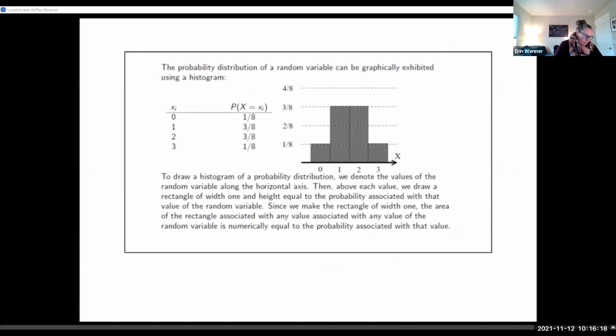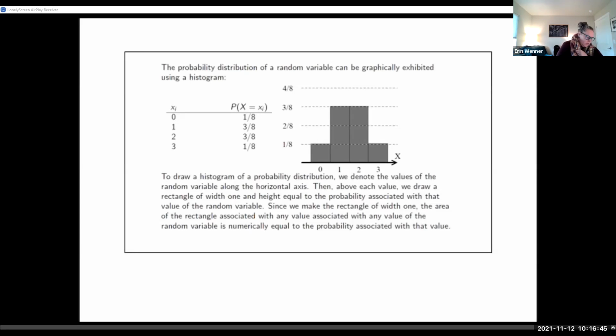So to draw a histogram of the probability distribution, we denote the values of the random variable along the x-axis. So you can see 0, 1, 2, 3 along the x-axis. And then above each value, we draw a rectangle of width 1 and height equal to the probability associated with that. Since we can make the rectangle of width 1, the area of the rectangle associated with any value is numerically equal to the probability associated with that value.